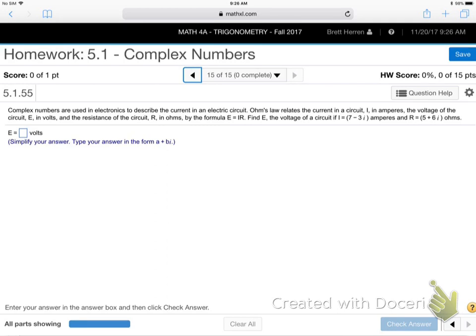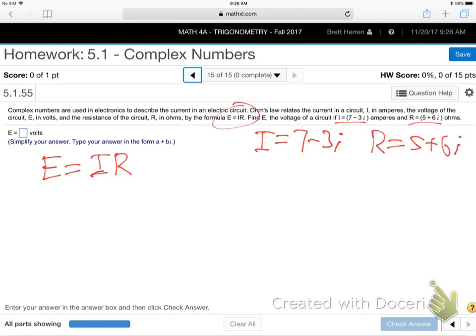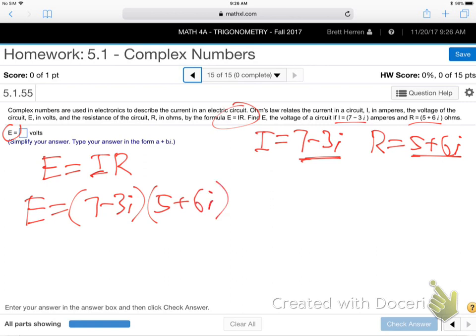So really, you don't need all those words. You just need this right here: E equals IR. And they're telling you I is 7 minus 3i, and R right here is 5 plus 6i. You with me? That's all you really need. They're saying find E. Well, what is E? It's I times R. It's 7 minus 3i times 5 plus 6i. So that's a bunch of fancy talk to say, hey, please multiply these two complex numbers. That's what they're basically saying, right?